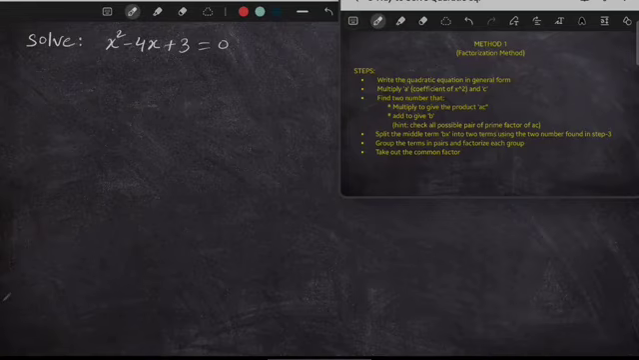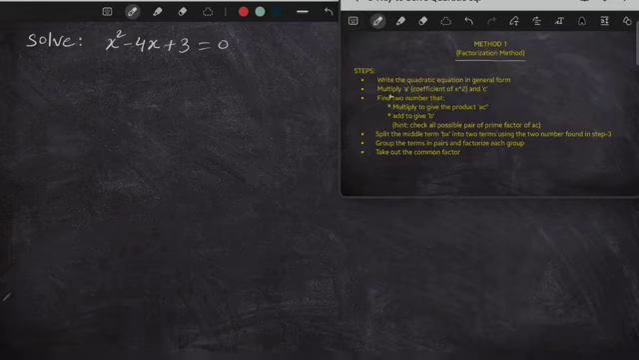5 ways to solve a quadratic equation. Method 1: factorization method. The first step is to write the quadratic equation in general form.